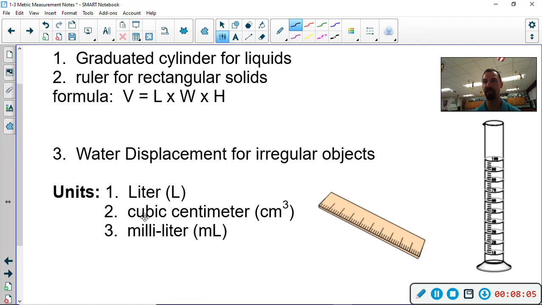Usually liters, centimeters cubed, all right, because remember, volume is a 3-dimensional thing. That's why it's centimeters cubed. If you do area in math, it will be centimeters squared instead. Also, milliliters is another one we use. So again, that's the smaller unit. Liters are the bigger unit.